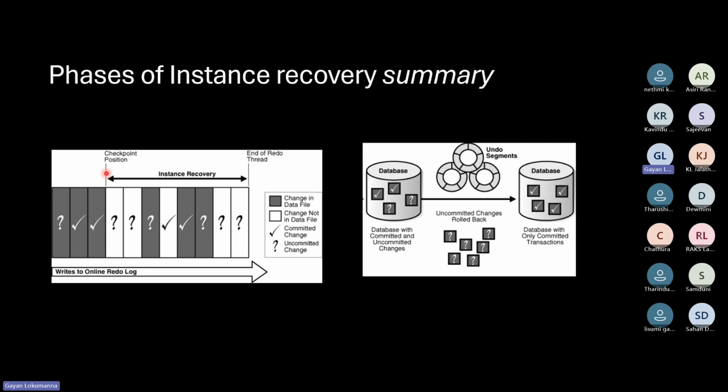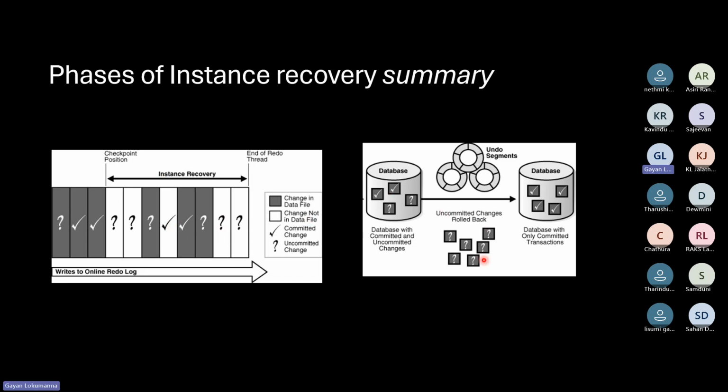And this is the time where the instance recovery gets started after a failure. It detects that from here to here is the whole redo stream available. The redo stream will start applying all the changes from this checkpoint position up to the end of the redo stream. Some of these changes would have been committed already, or may be in an intermediate state, which are all uncommitted ones. So this is phase number one.